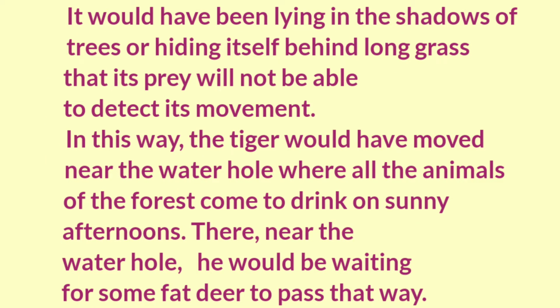It would have been lying in the shadows of trees or hiding itself behind long grass, so that its prey will not be able to detect its movement. In this way, the tiger would have moved near the water hole where all the animals of the forest come to drink on sunny afternoons. There, near the water hole, he would be waiting for some fat deer to pass that way.